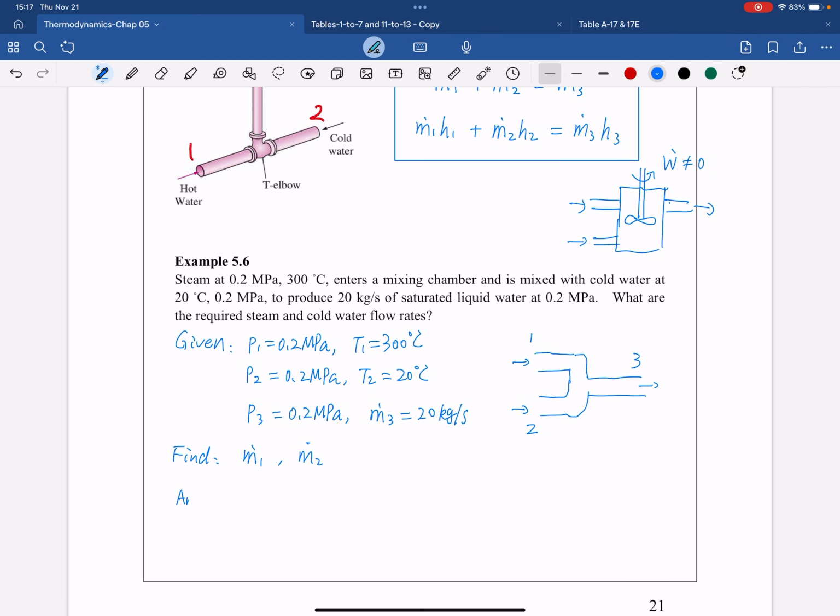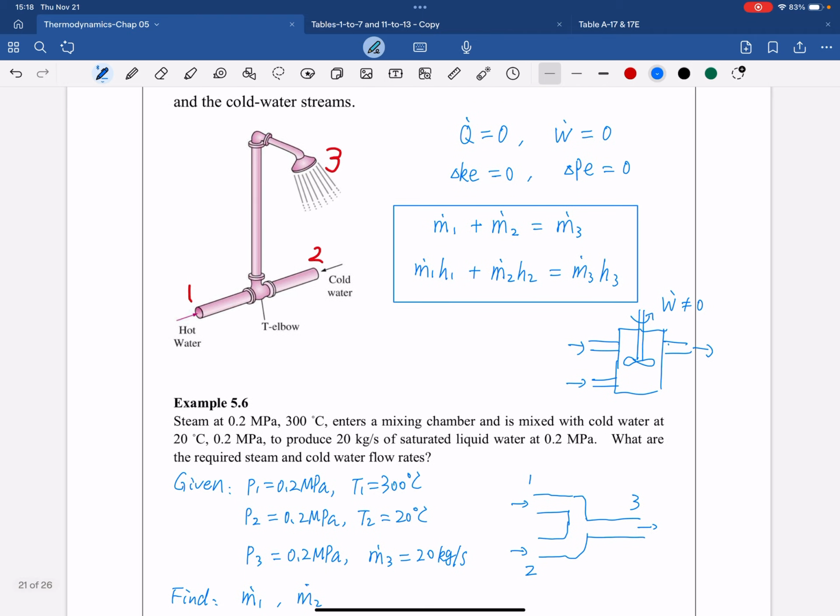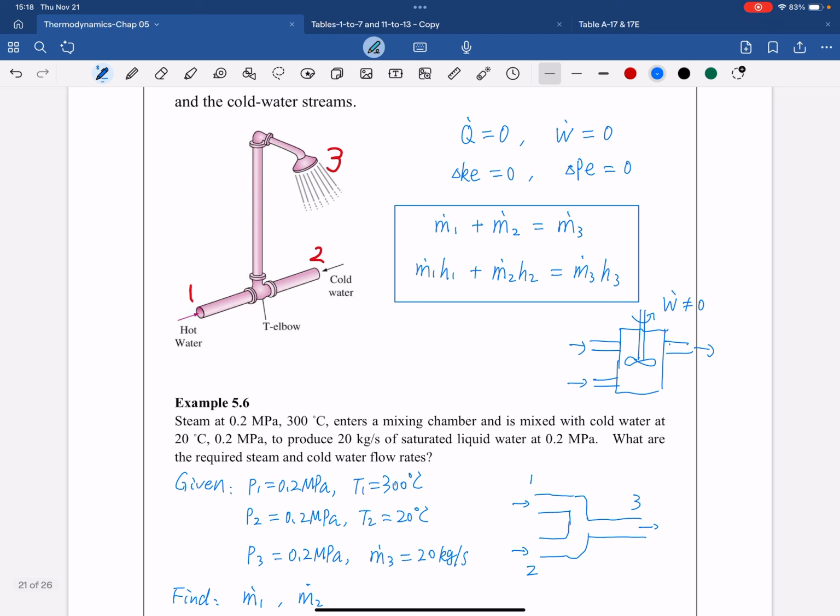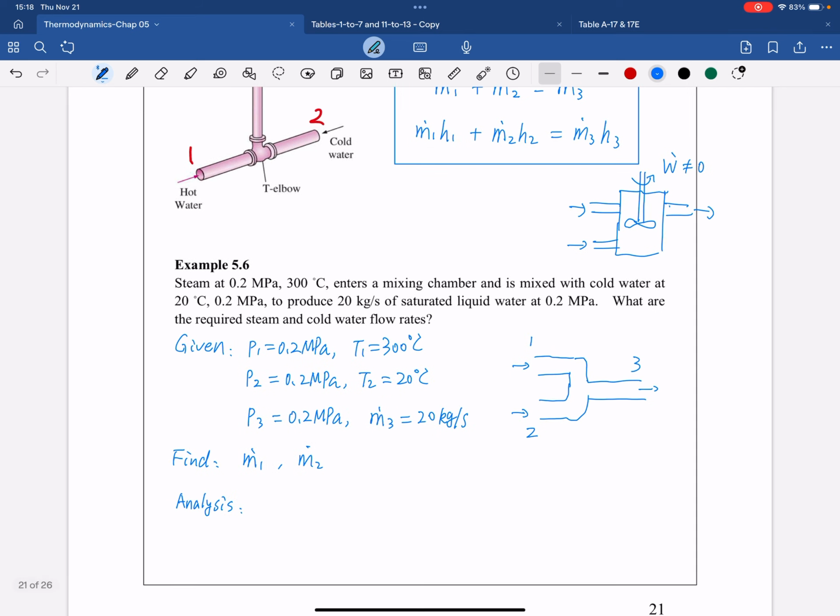So let's do a quick analysis. We have two unknown variables. That means we need two equations. So let's take a look at the equations we just learned above. We have two equations. One is for the mass flow rate, the other one is for the enthalpy. So we will use those two equations.